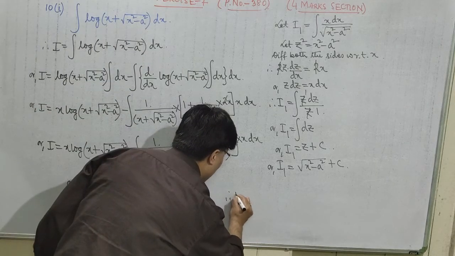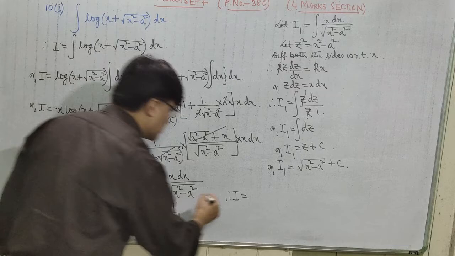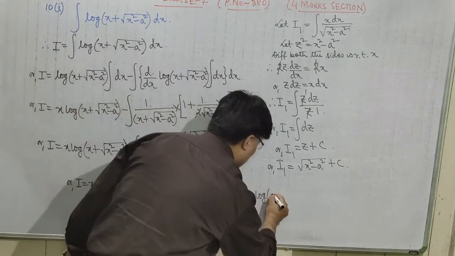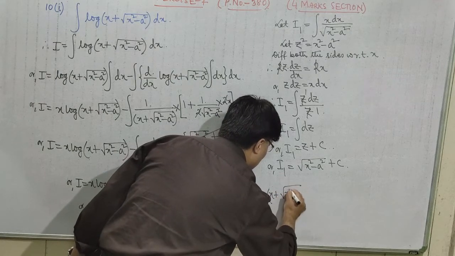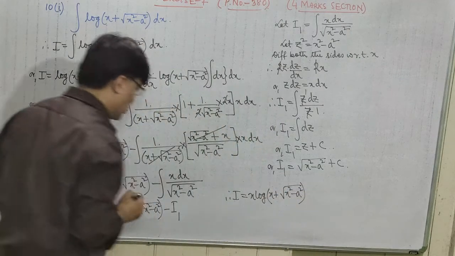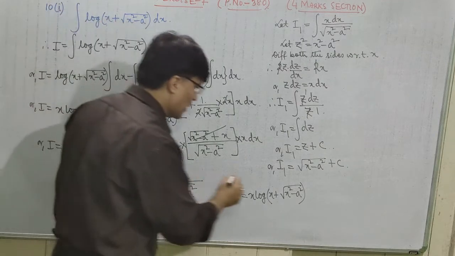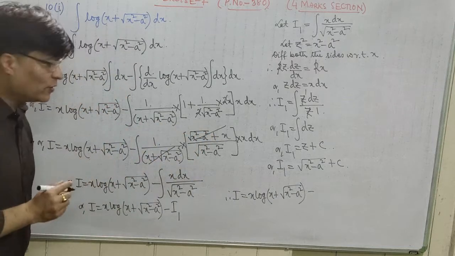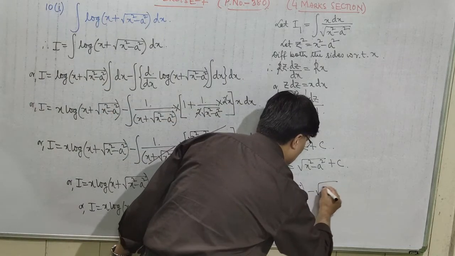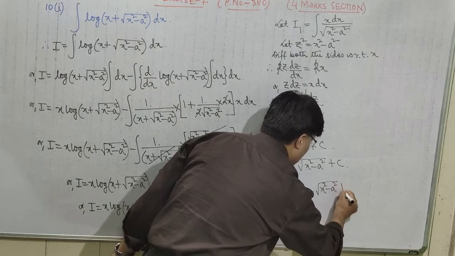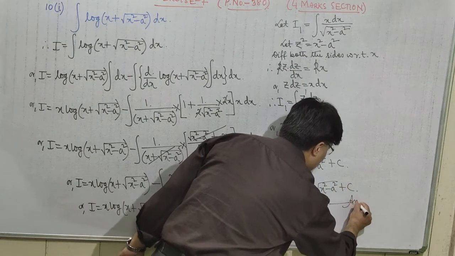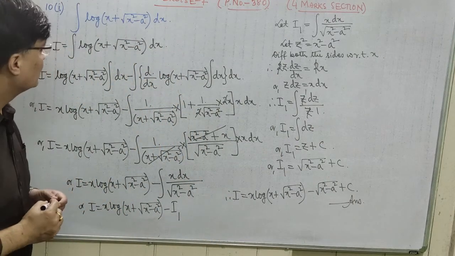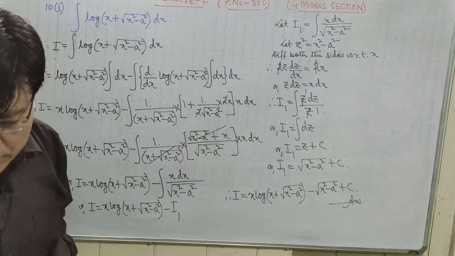So therefore I is equal to, what is the first term? x log, within bracket, x plus root over x square minus a square, bracket closed, right? Minus I1. What is I1 here? It is root over x square minus a square. Then what do we write? Plus c. So this is the final answer. So you can copy it. Now we'll do the next question.